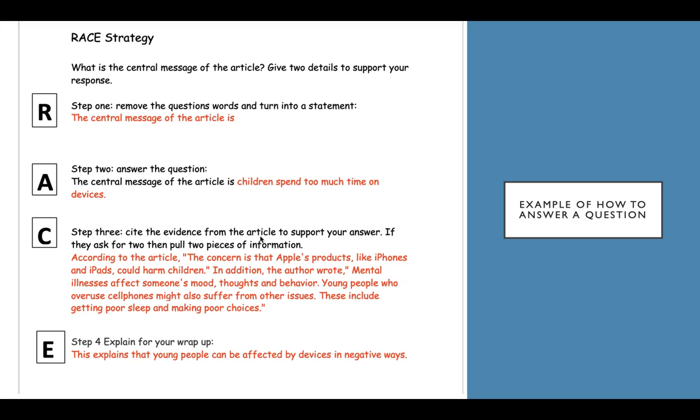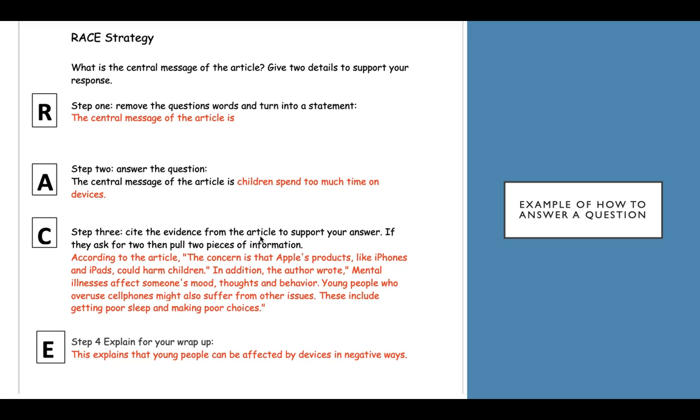C shows you that we have to do the citing of the evidence. If they ask you for 2 pieces of information, you need to make sure that you're pulling 2 pieces of information that support your details. You're going to start those sentences by saying, according to the article. And then here I have my quotes. The concern is that Apple products like iPhones and iPads could harm children. In addition, here's my second piece of evidence. The author writes, mental illness affects someone's mood, thoughts, and behavior. Young people who overuse cell phones might also suffer from other issues. These include getting poor sleep and making poor choices. So I didn't just have one statement. I supported my information where I cited with specific quotes from my article.